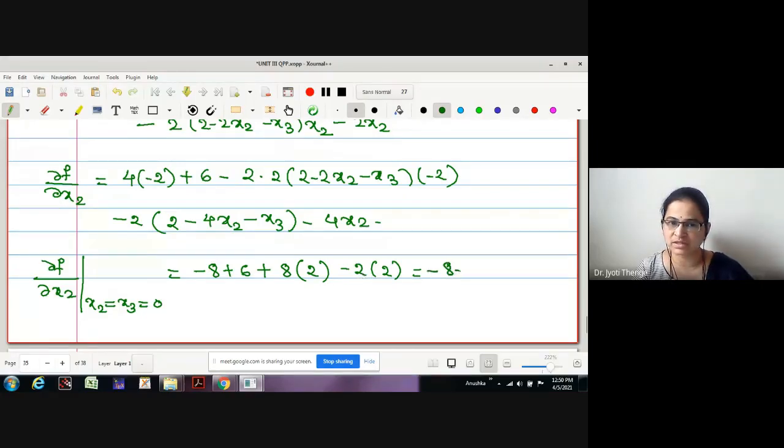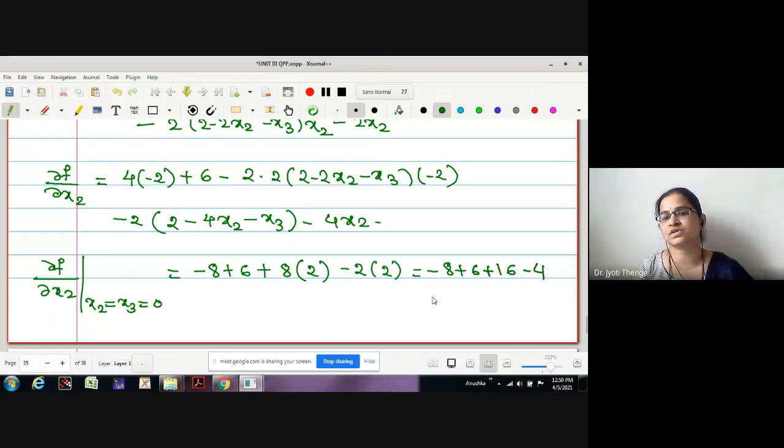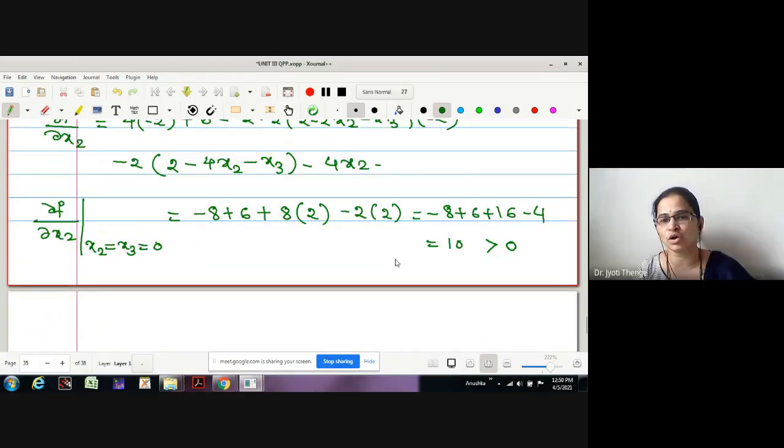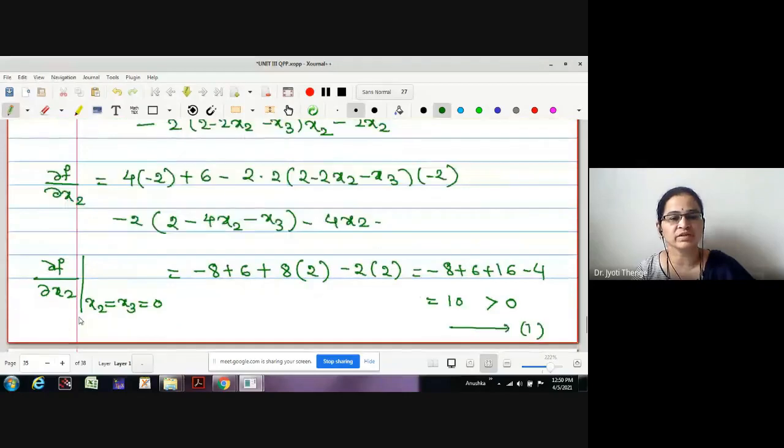Minus 8 plus 6 plus 16, 10, ma'am. Minus 4, this is 10. 10 means greater than 0, correct? Yes, ma'am. Let me call it equation number 1. The first partial derivative with respect to x2, putting the value of non-basic variable 0, gives us the value 10, which is positive. It suggests that if we increase the value of x2, it will give us an increment in f. Rather, it's a 10 times increment, right?